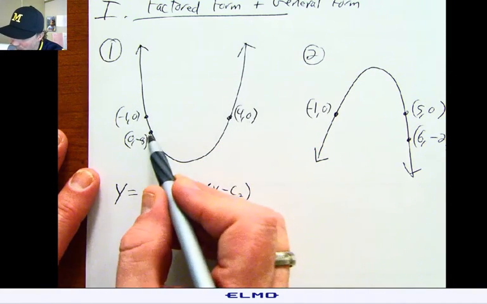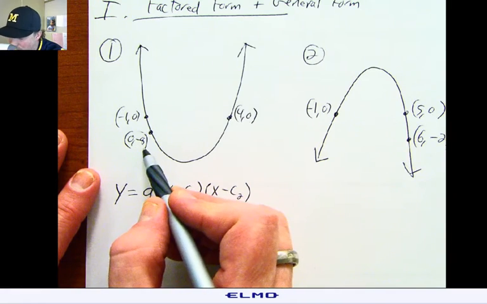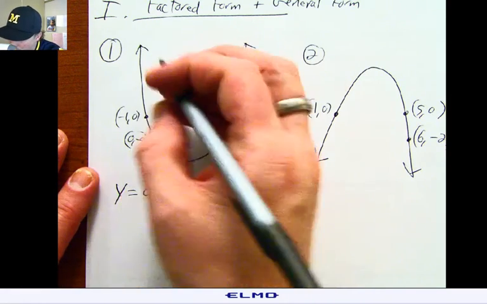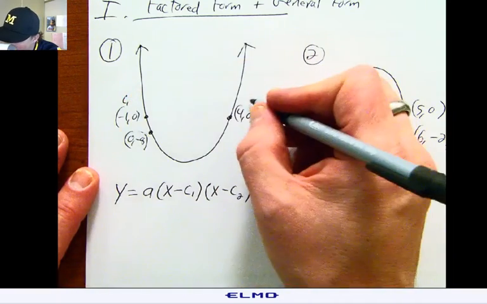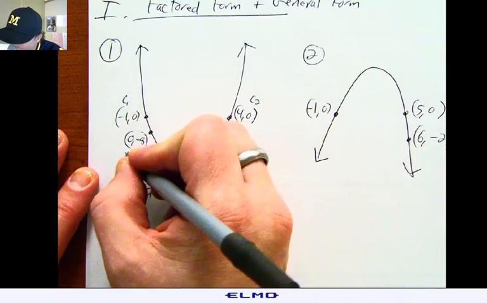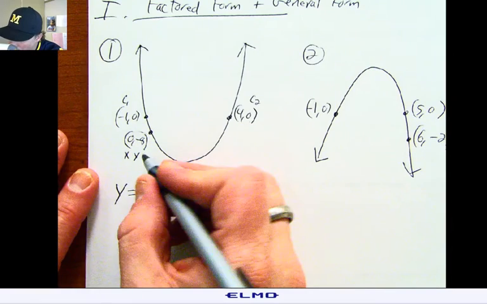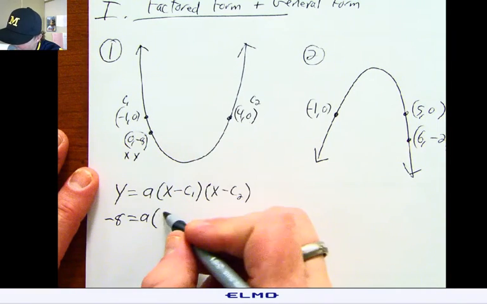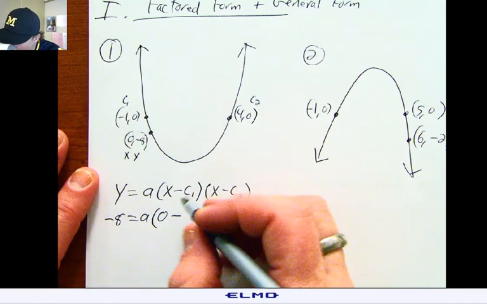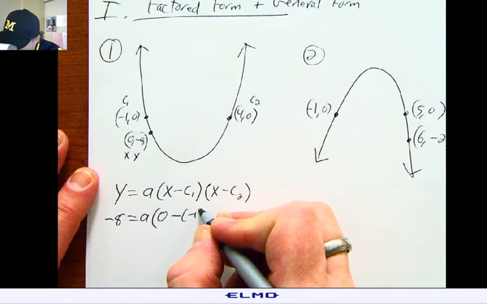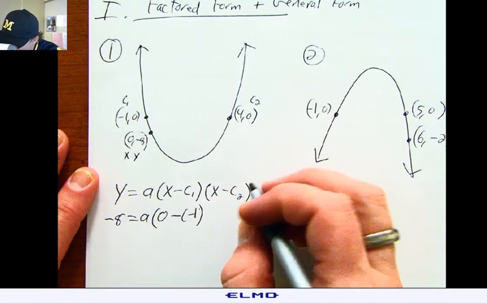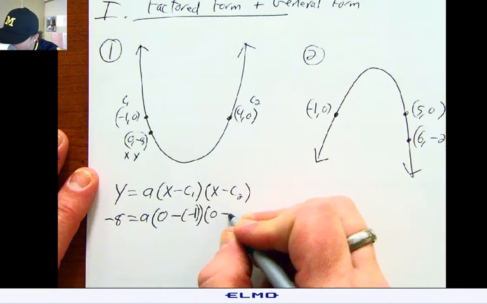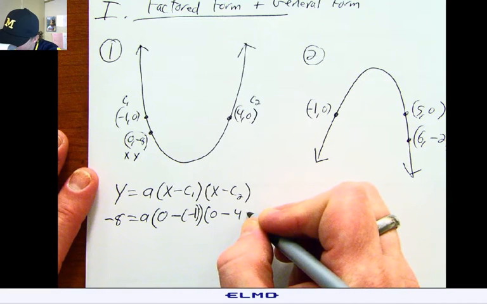In this next step, I'm going to plug the x-intercepts into the equation, and I'm also going to plug 0, -8 into there. So this is my c1, this is my c2, this is my x, this is my y. So y is -8, a, x is 0, minus c1, which is -1. Be careful with that. And then this x is 0 minus c2, which is 4.